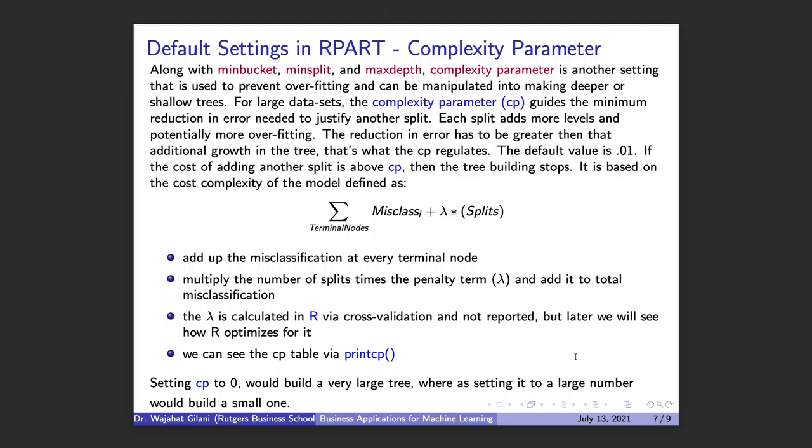All right. Now, we talked about pre-pruning. Now let's talk about post-pruning. The way rpart works is it also likes to grow the tree and then prune it back. The way it prunes it back is by something very complex, known in the world of machine learning or building trees as the complexity parameter.